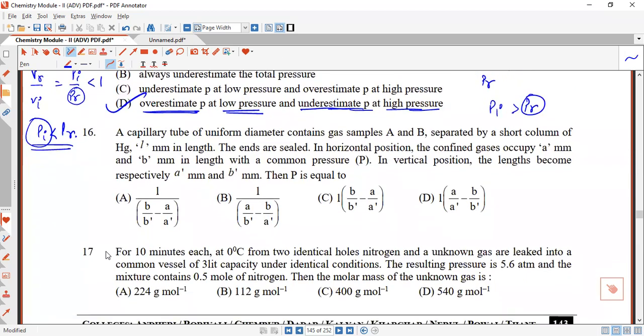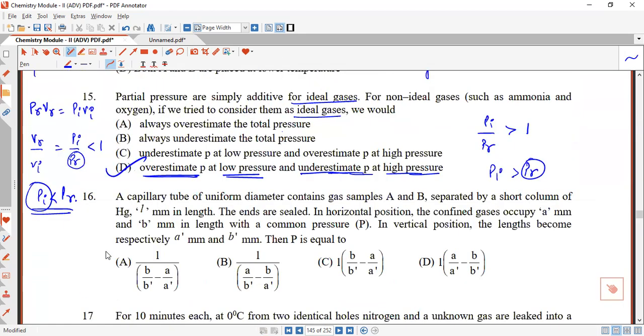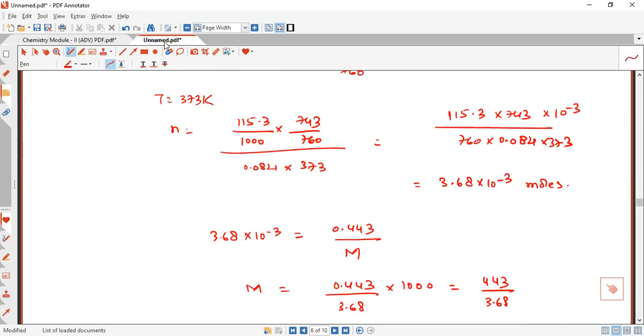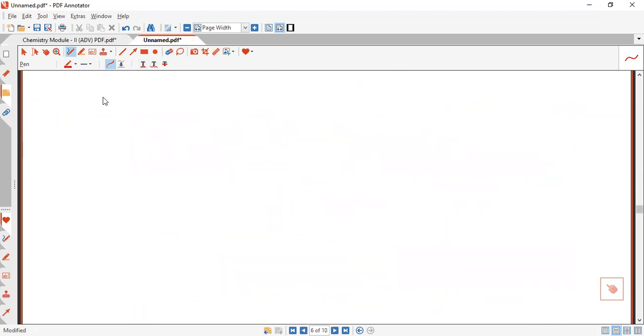Okay, more questions are there. A capillary tube of uniform diameter contains gas samples A and B separated by a short column of mercury of length L mm. Okay, ends are sealed. So it is something like this: in a horizontal position there is a tube, in it there is mercury of length L and two gases, whose lengths are A and B.